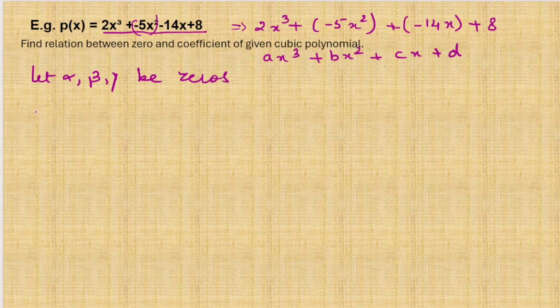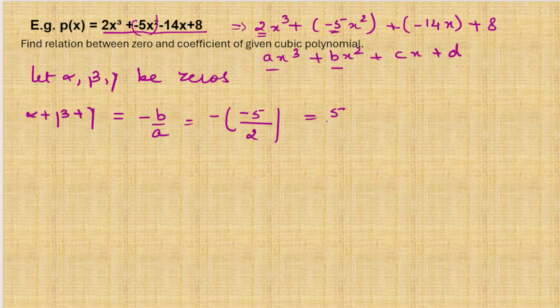Okay. Then sum of the zeros, alpha plus beta plus gamma, is equal to minus b by a. Means minus b by a. What is b? Coefficient of x square. So what is the coefficient of x square here? Minus 5. So it is minus of minus 5 divided by a. a is your coefficient of x cube. It is 2. So it will become 5 by 2.